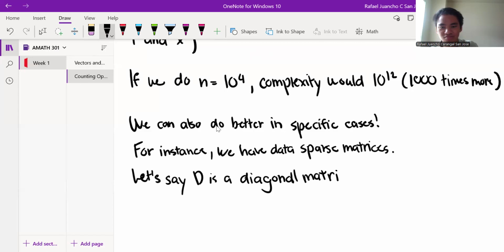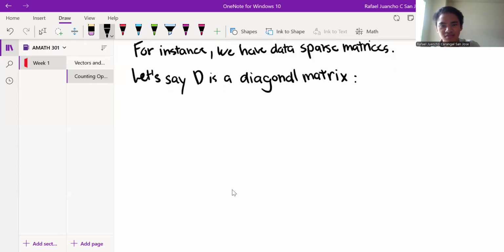My A looked like a D there. It's a diagonal matrix. So let's look at that and characterize our D. Our D has dimensions n by n, so it has n rows and n columns. It's basically a perfect square.